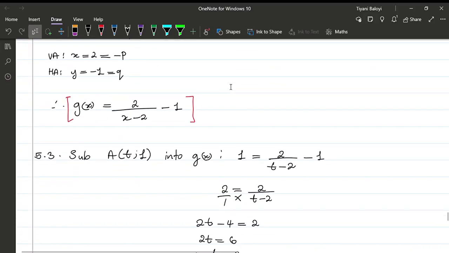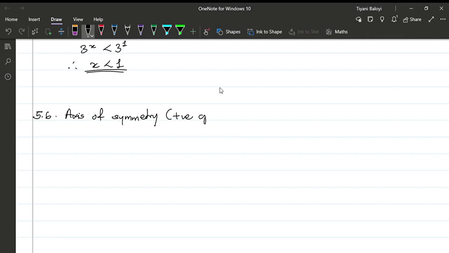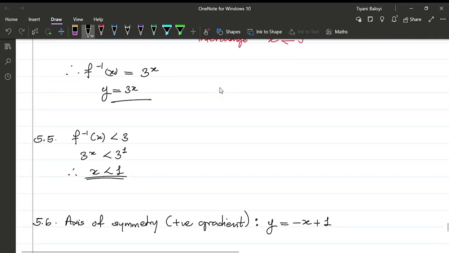So we can write the axis of symmetry, the one with the negative gradient, because we have two of them, right? So we want the one with the negative gradient, which is y is equal to minus x plus 1. So we want to find the intersection between this axis of symmetry and the function of f, right? So let's just look at what we drew on this graph.